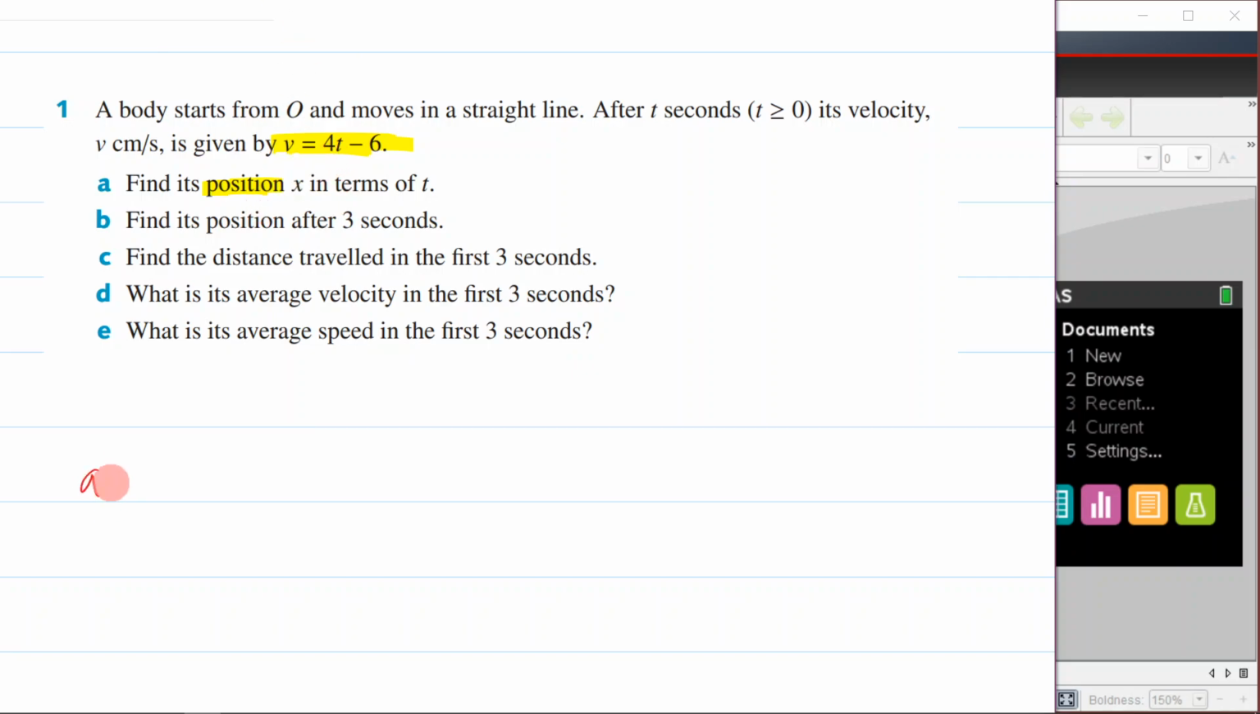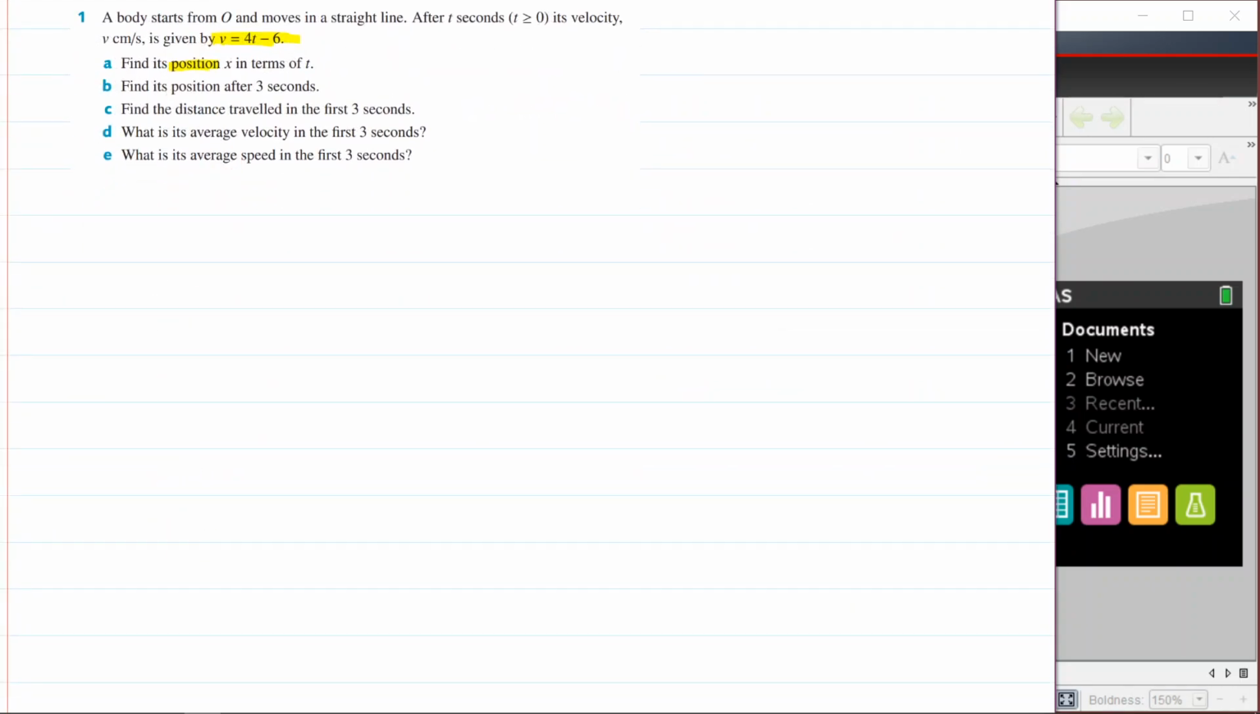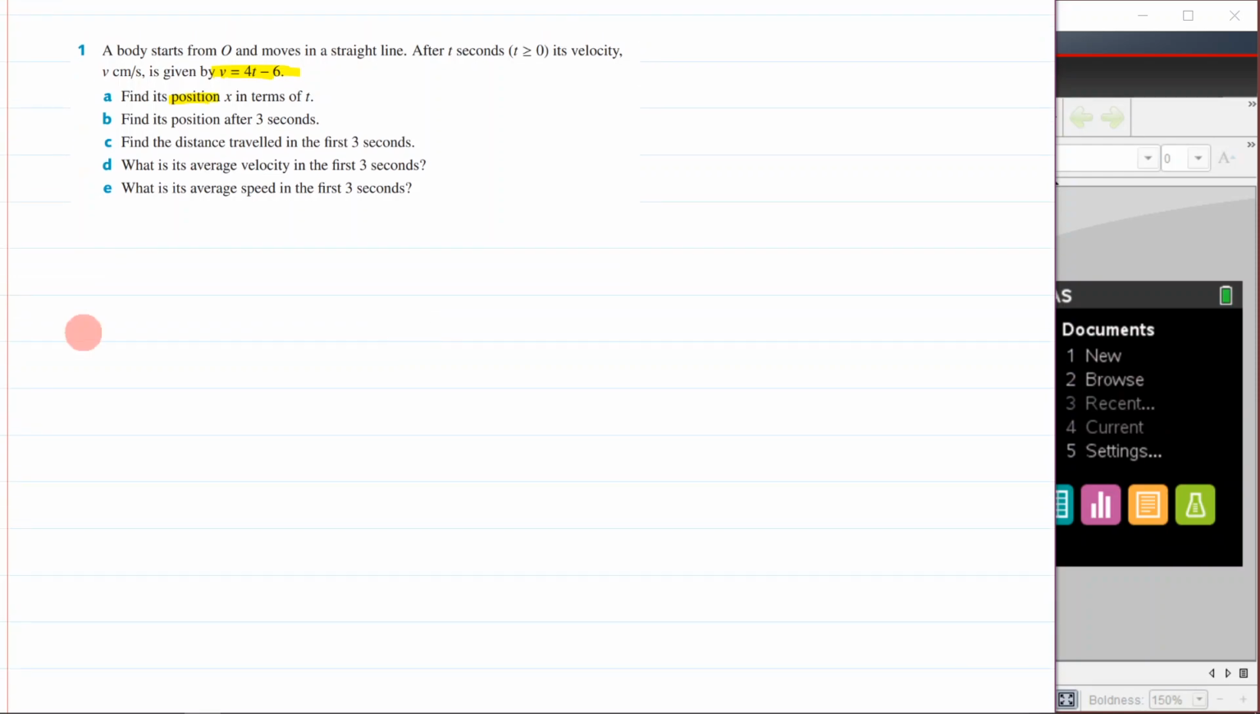So let's come here. Let's see if I can find a nicer pen than that. So we've got a here, and what I know is that the velocity is going to be represented by 4t minus 6. Therefore, if I want to find what my equation of the position is going to be, I'm going to anti-differentiate 4t minus 6 dt, because I'm anti-differentiating with respect to t.